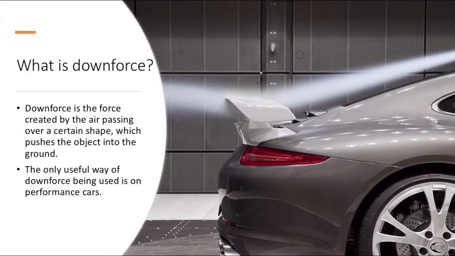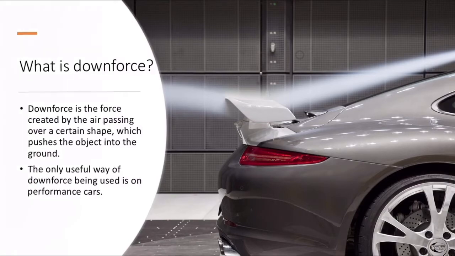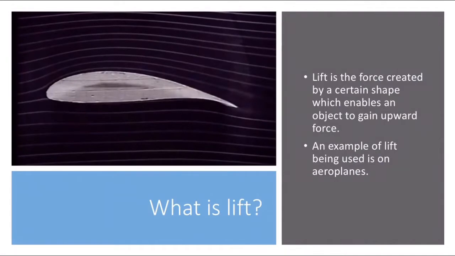Downforce is the force created by the air passing over a certain shape, which pushes the object into the ground. The only useful way of downforce being used is actually on performance cars. There aren't any other useful ways of it being used. So let's move on to lift. Lift is the force created by a certain shape which enables an object to gain upward force. An example of lift being used is on aeroplanes, and there aren't, once again, many other uses of lift.